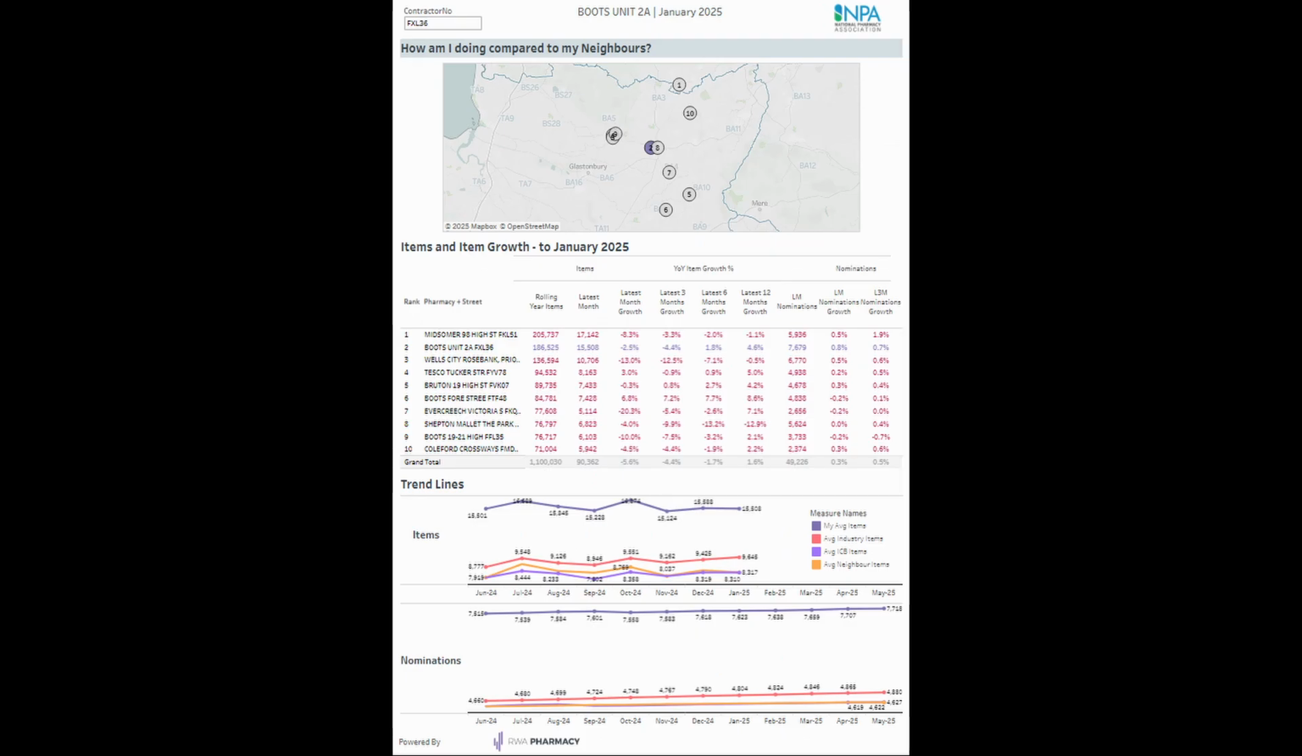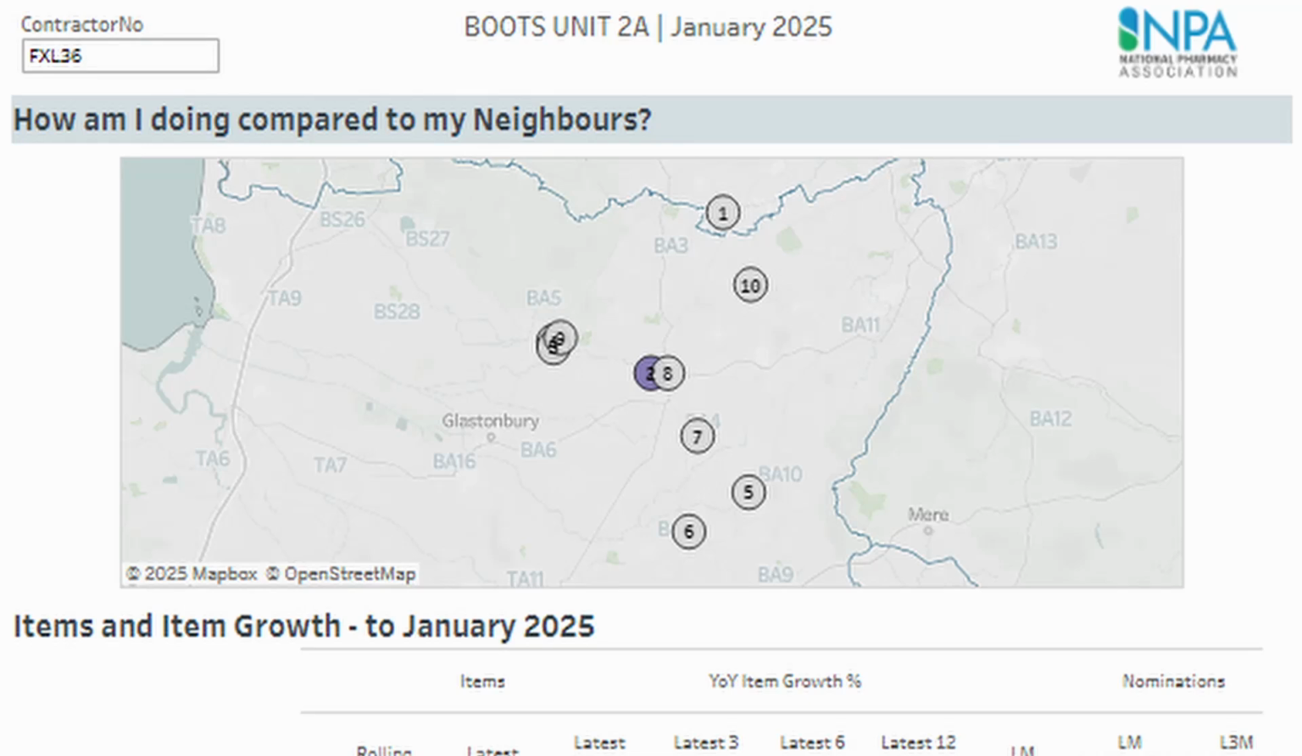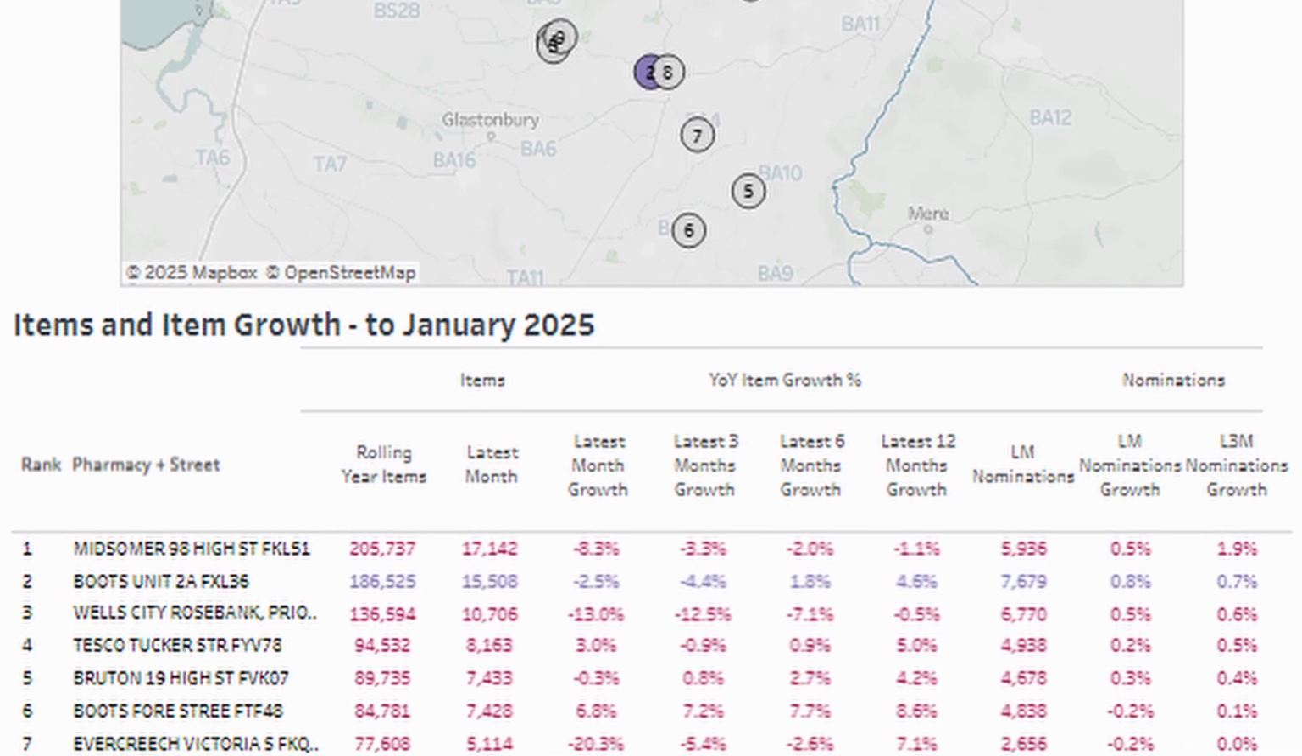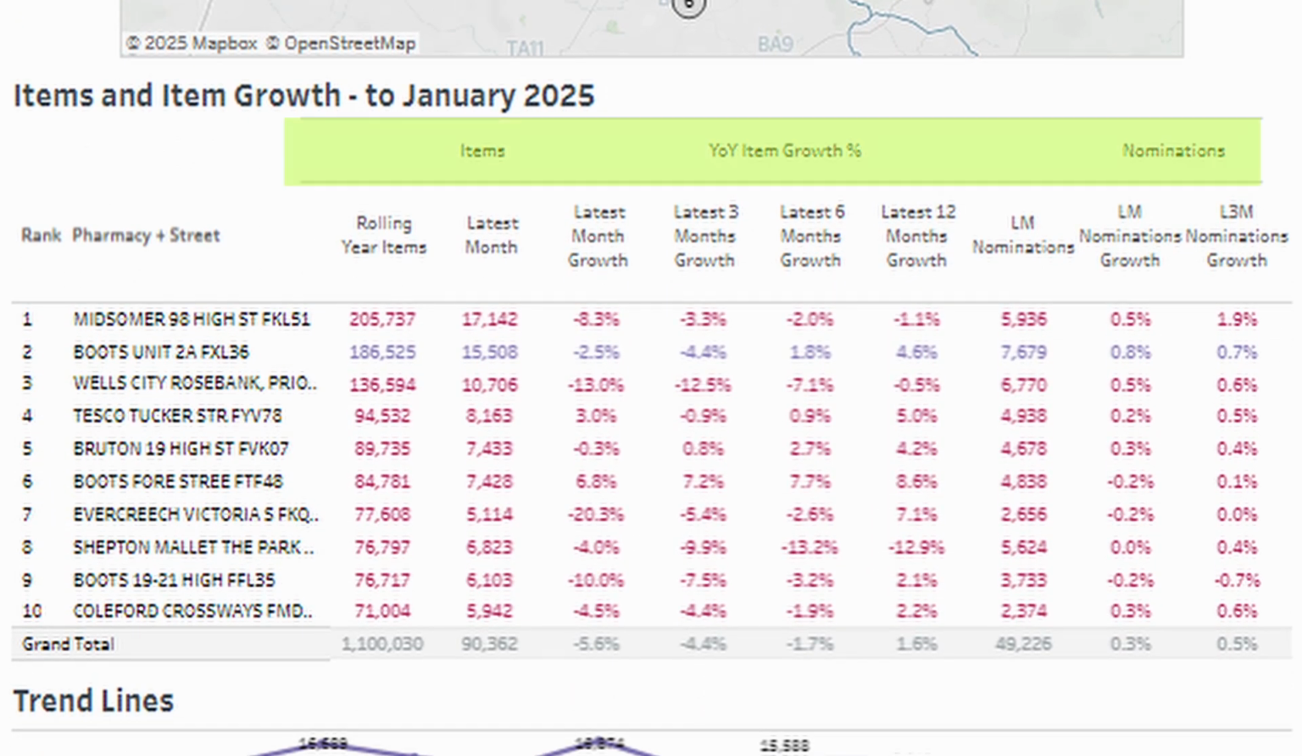The pharmacy performance page helps you understand how your pharmacy is performing compared to others in your local area. Firstly, a map displays your pharmacy's location relative to the other 10 closest pharmacies in your area. This allows you to quickly visualize the relative distance between you and local competitors. Each pharmacy is listed and ranked by the total number of prescription items dispensed over the past rolling year. Looking at the table, you can compare your own item volume and growth across different timeframes, including the latest month, the last 3 months, 6 months, and 12 months, against your neighbors.